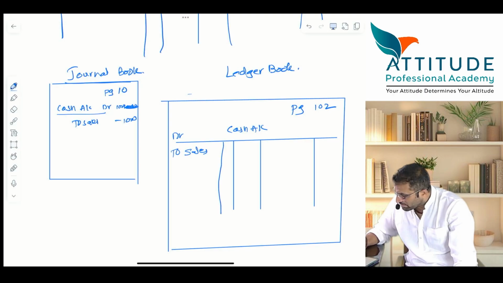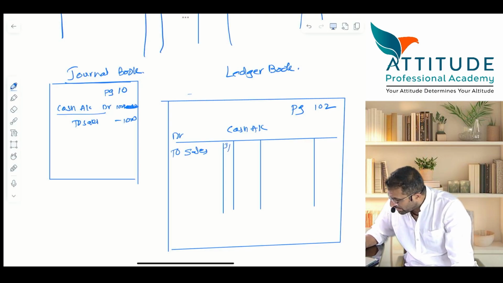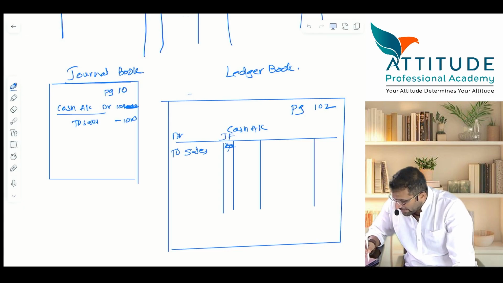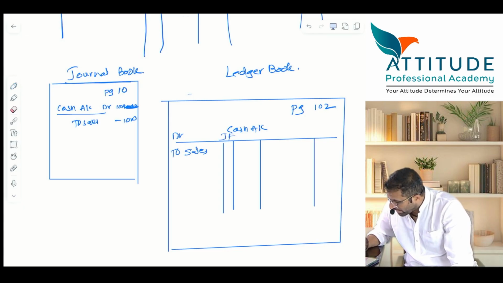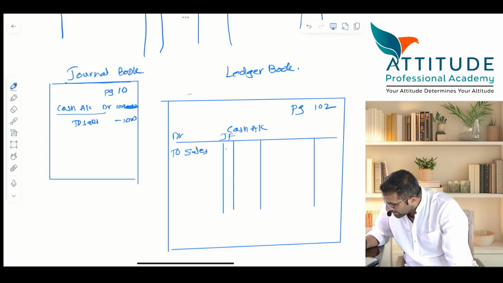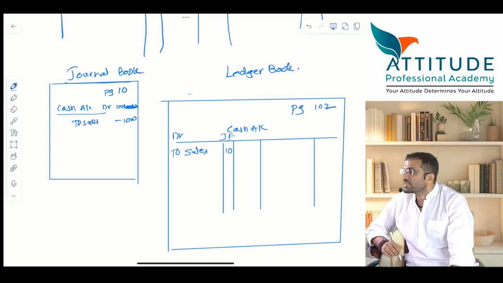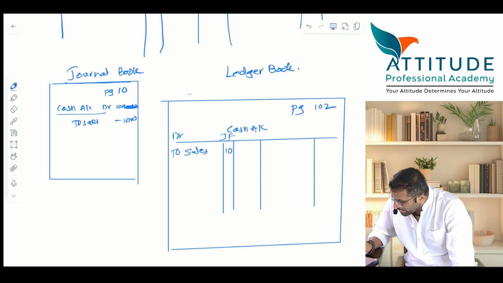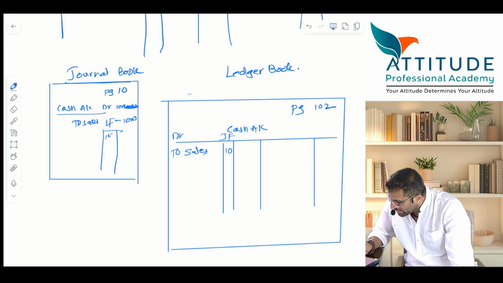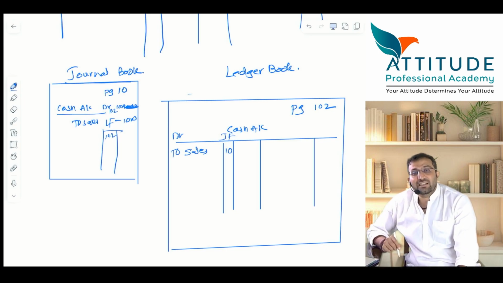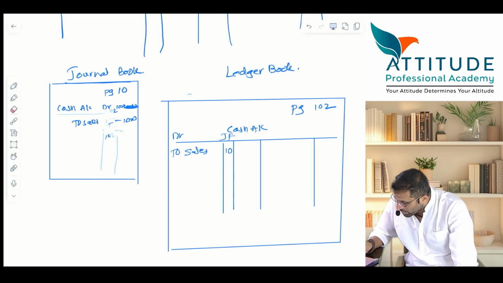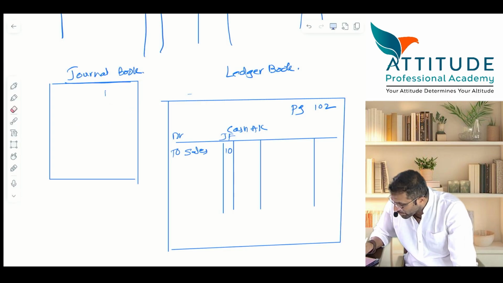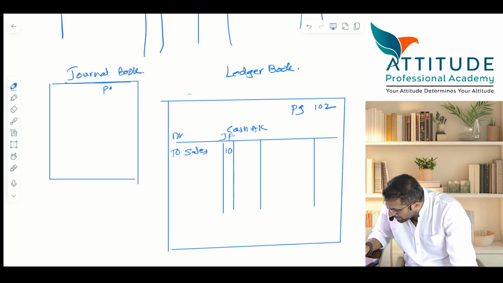Now which column do you have? Journal folio. Correct? This is JF, no? Now what will you write in JF? Here in JF you will write 10. Understood? And in your journal you have LF. What will you write in the LF column? In the LF column you will write 102. Is that clear? I hope all of you are able to understand. Tell me, which page is this? This is page number 10.